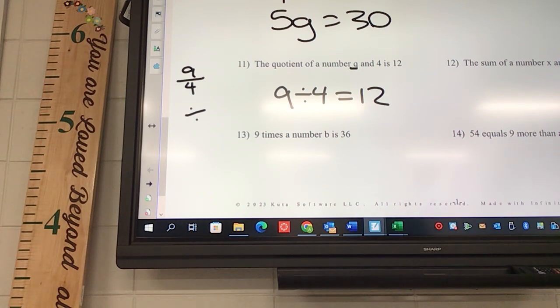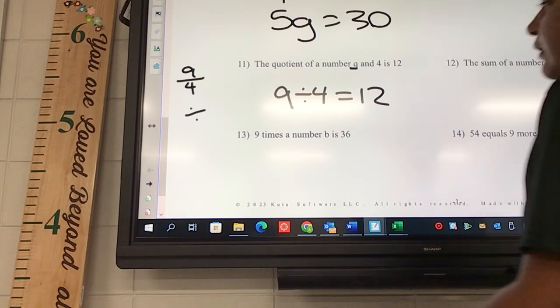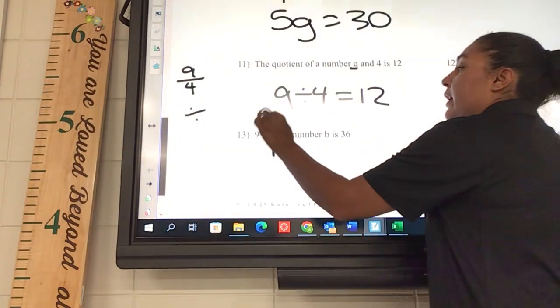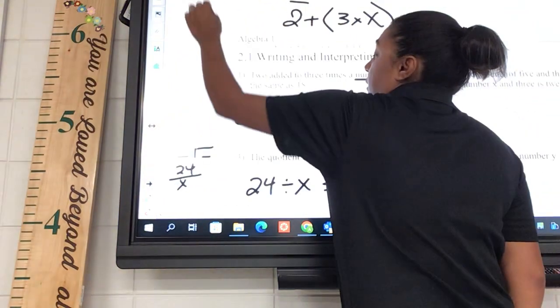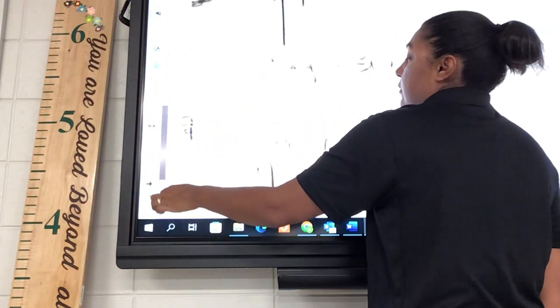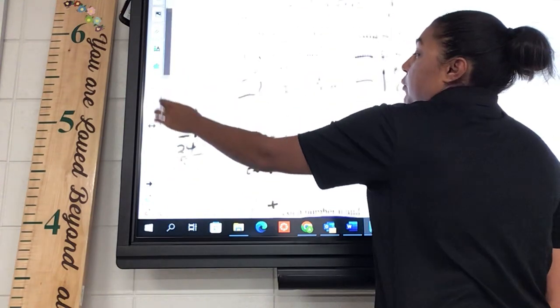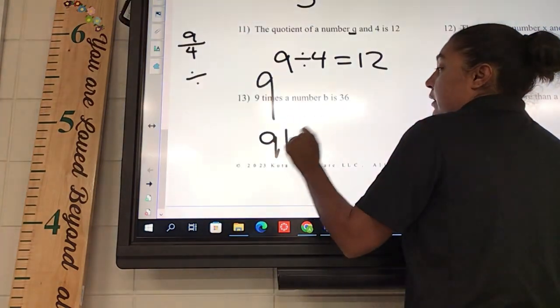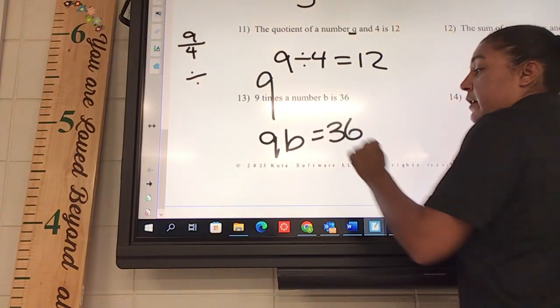Okay, 9 times a number b. So what's that going to look like? 9b is, what's is mean? Equals. Oh my gosh, my board is going nuts this morning. 9b is equal to 36.